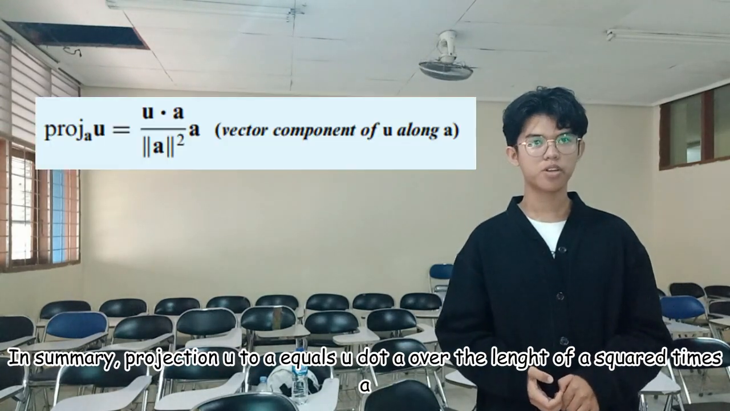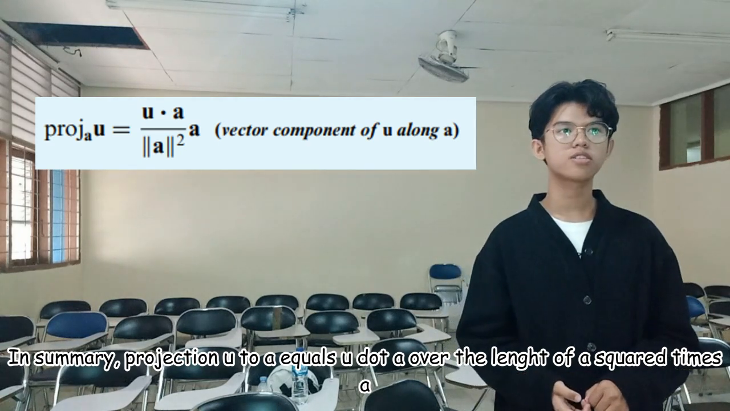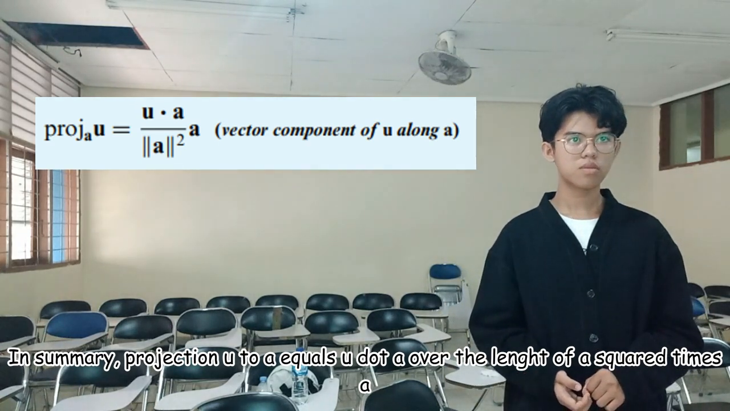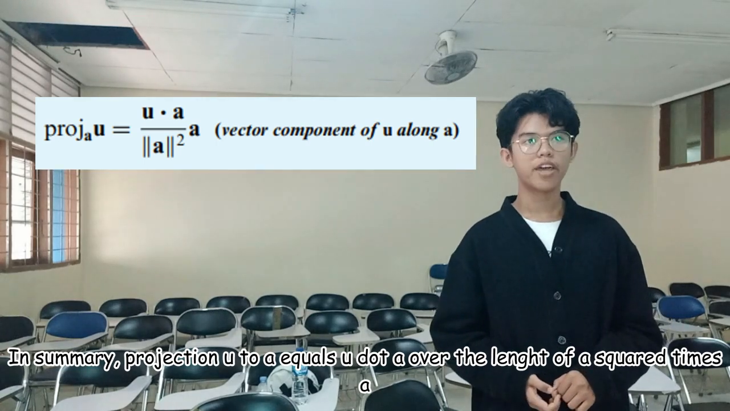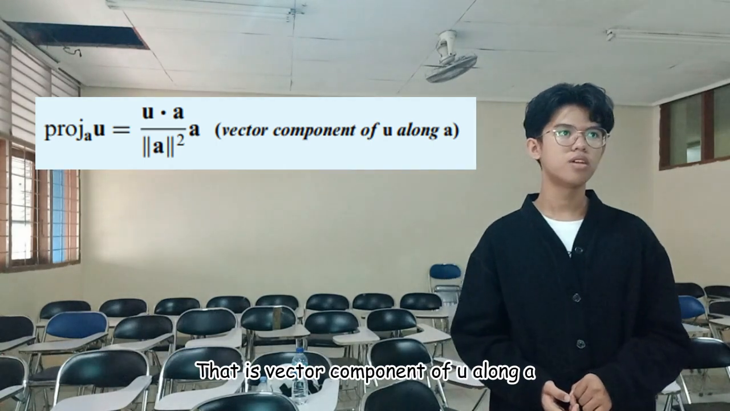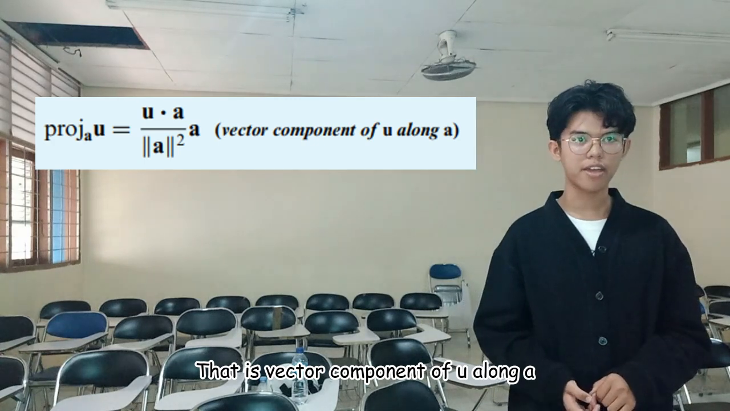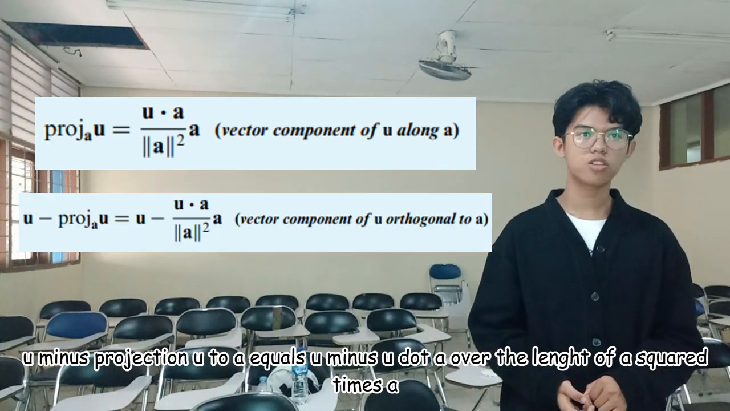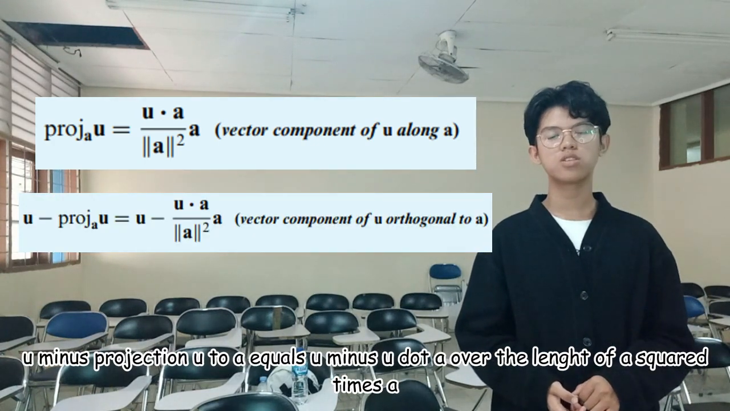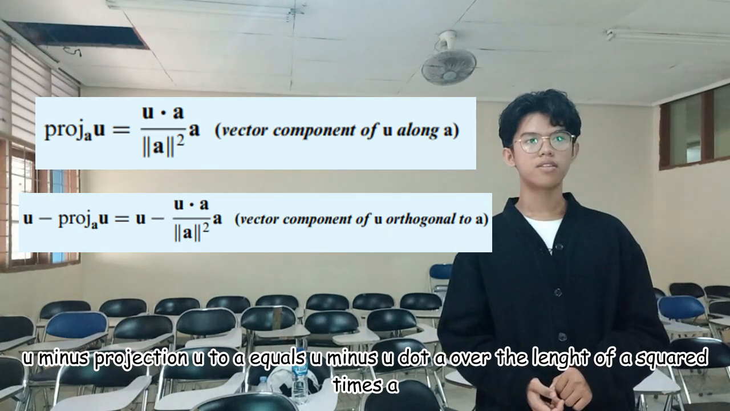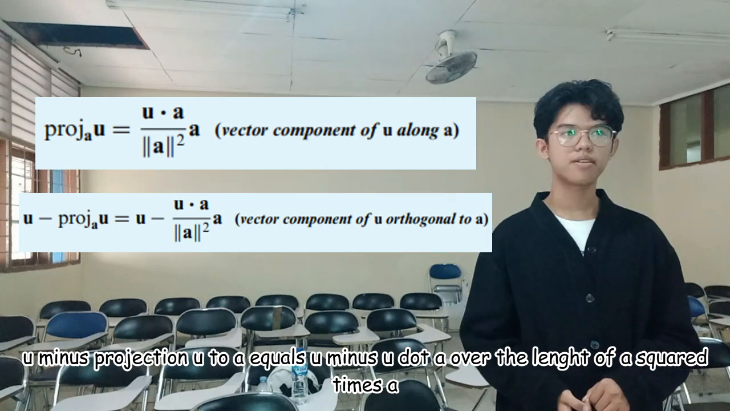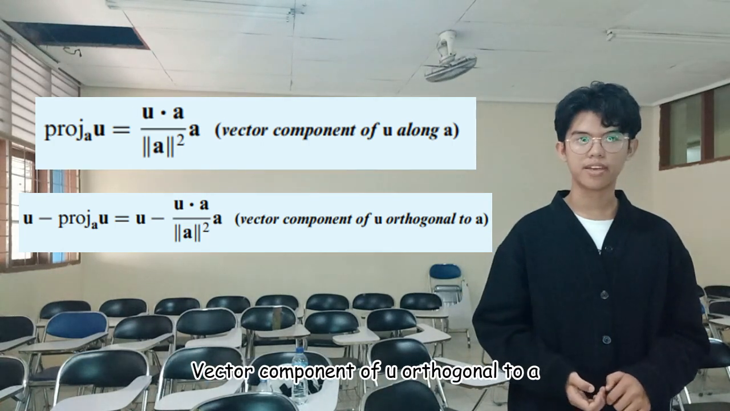In summary, proj_a u equals (u dot a over the length of a squared) times a, that is the vector component of u along a. And u minus proj_a u equals u minus (u dot a over the length of a squared) times a, the vector component of u orthogonal to a.